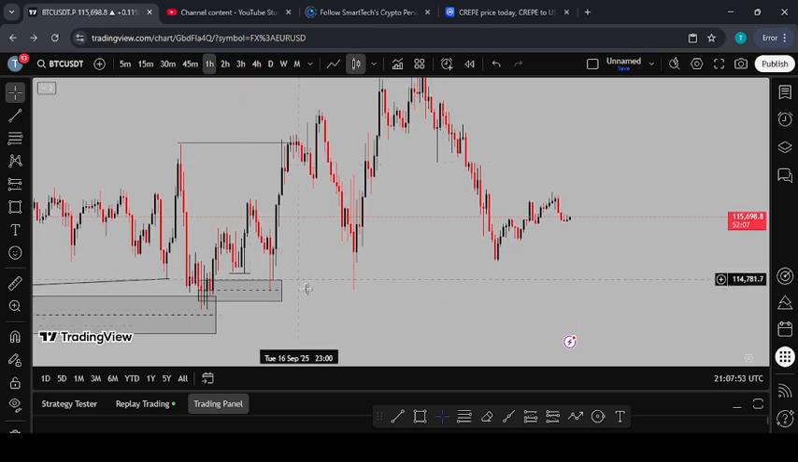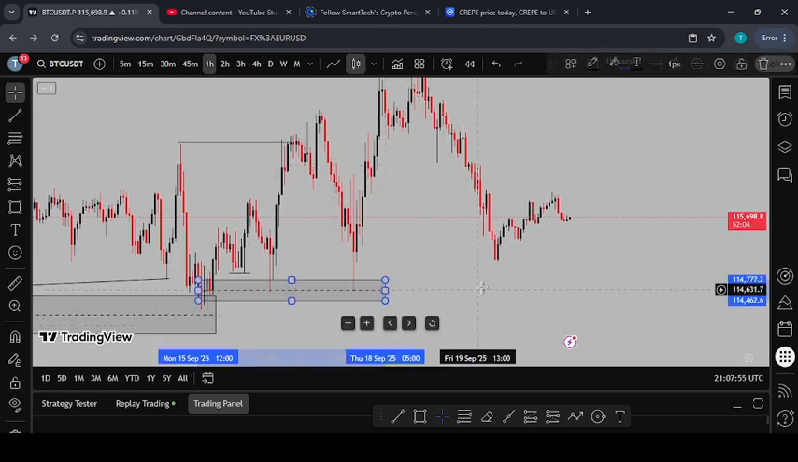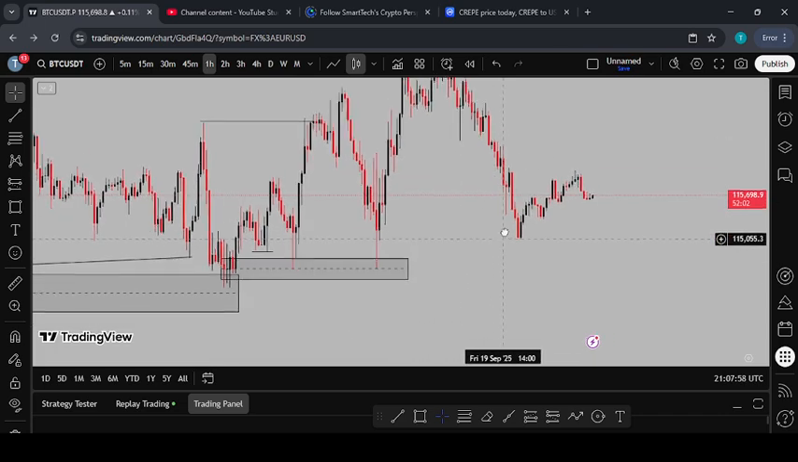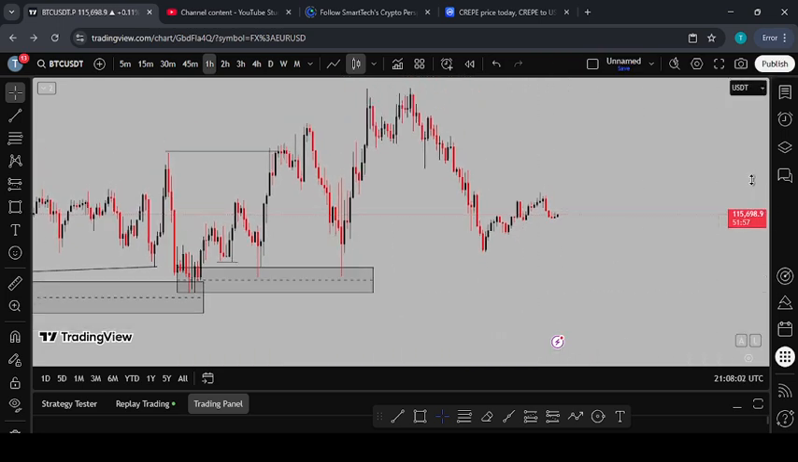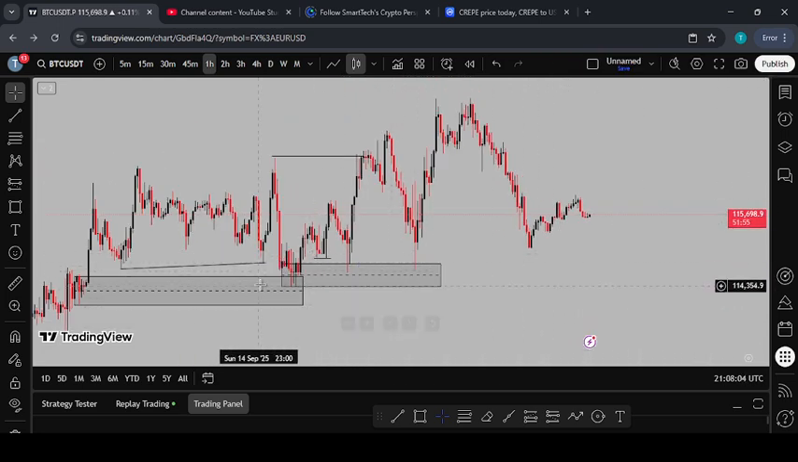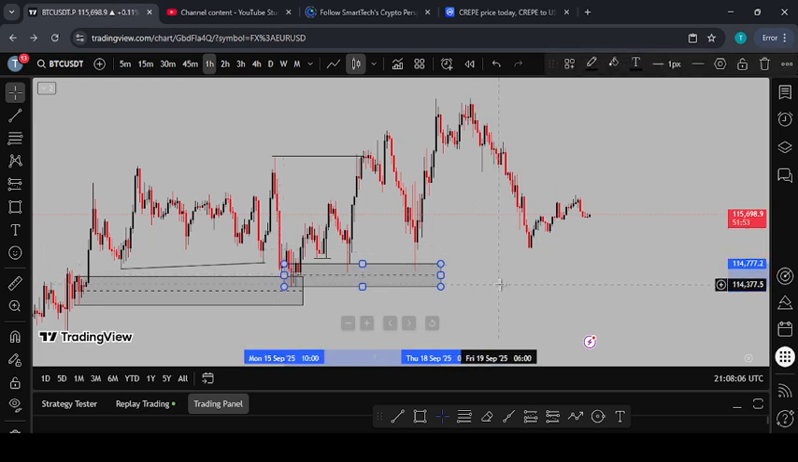Then all of a sudden the market returned back aggressively to this particular point of interest and rejected. So it means this particular region is a good demand zone, right? A good support region where the market is kind of strong.